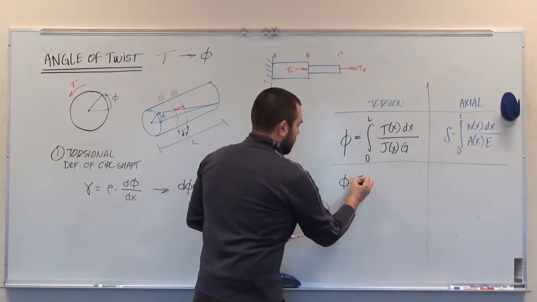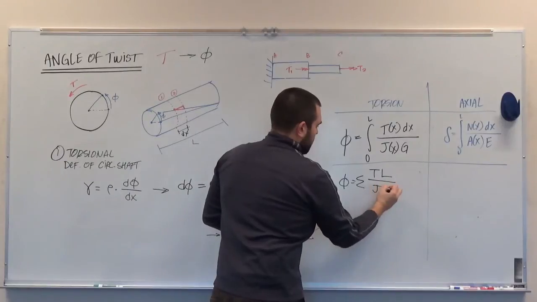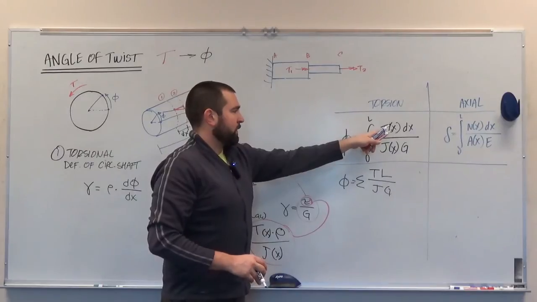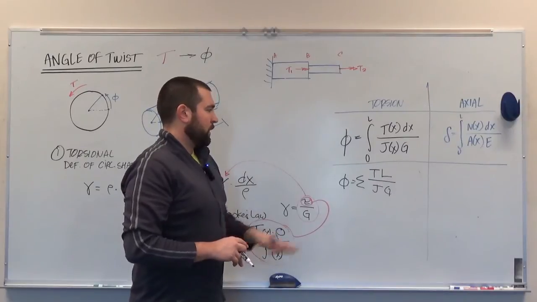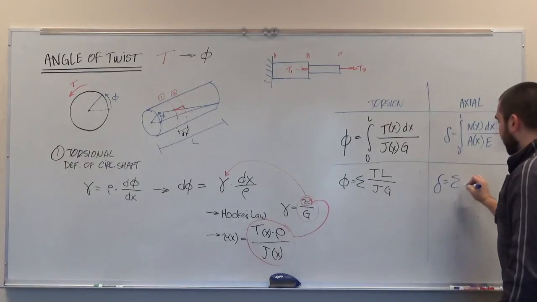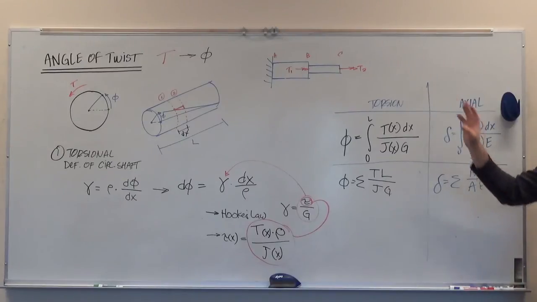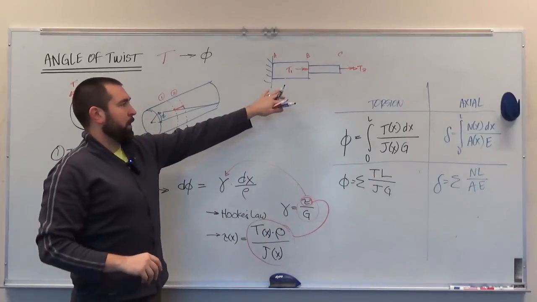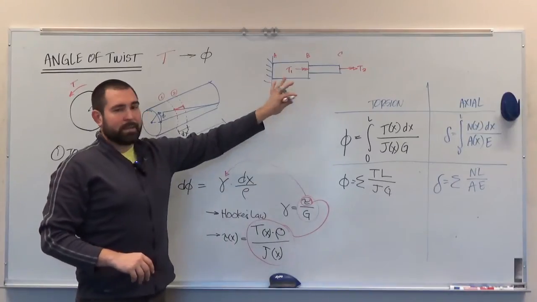And so we say that phi is equal to the sum of TL over JG. And TL over JG applies if the torque is constant and the polar moment of inertia is constant as well. And so we have a corollary in chapter 4 with axial members where we sum up NL over AE. And again, remember all of your statics, all of your equations of equilibrium, all of your free body diagrams, between torsional members and axial members, it's almost exactly the same.